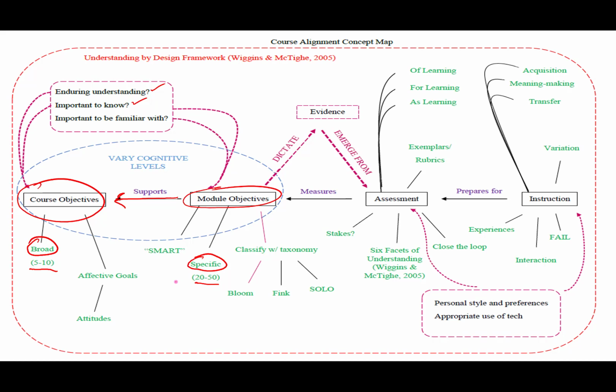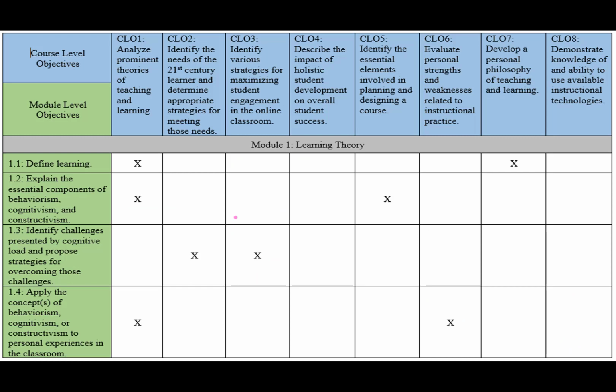So once you have all of those objectives, then your next step, and this is in the completion domain of course alignment, is making sure that we have all the puzzle pieces that we need so that we can then start to figure out how to fit them together. So once we have course objectives and module objectives that support those, then we want to map those, right? So we have our module level objectives over here in green going down the page, and our course level objectives up here in blue going across the page.